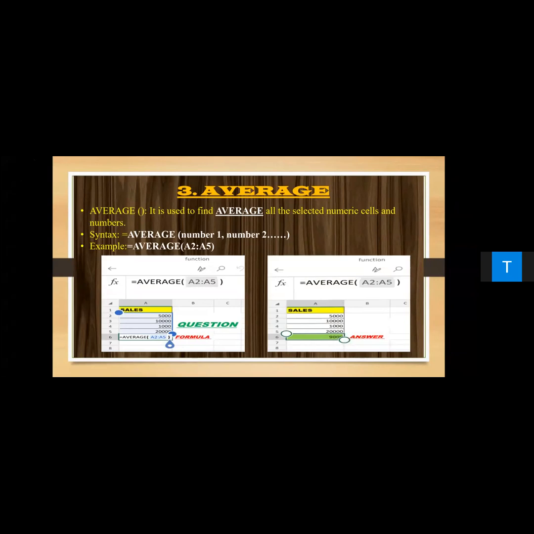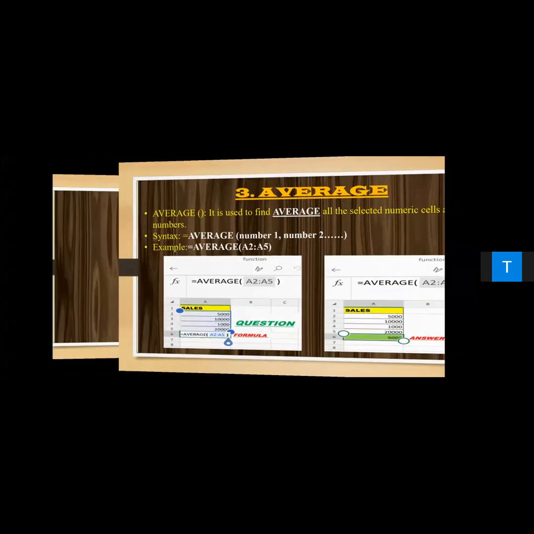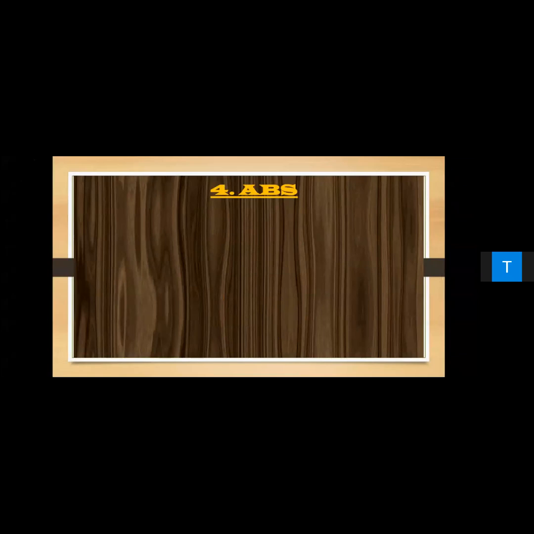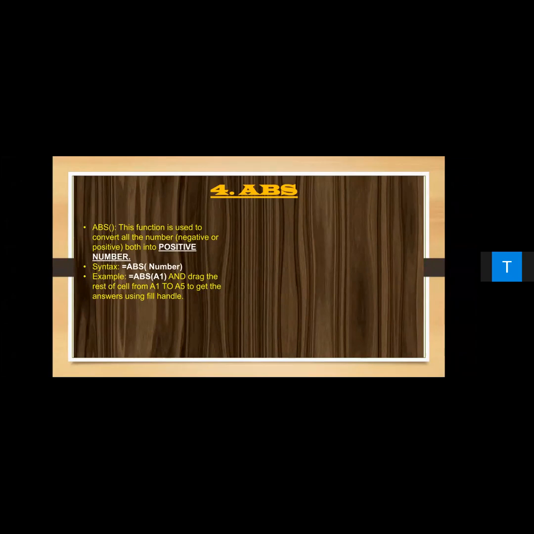So the answer is 9,000. The fourth function is ABS. It converts all negative numbers into positive numbers. The syntax is equals ABS, bracket open, number.